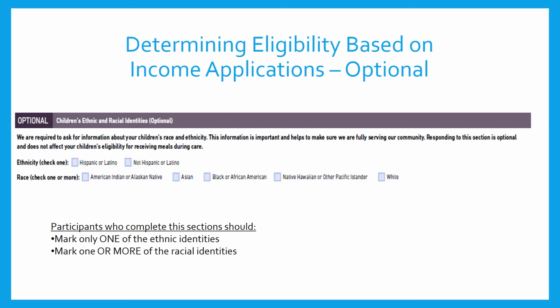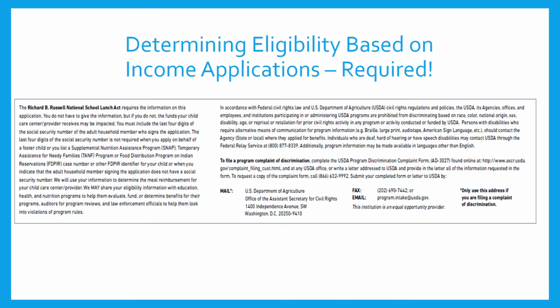Participants who fill this section out should first mark their ethnic identity, which will fall into only one of the two options. After that, the participant should mark one or more of the racial identities. Please note that this section is optional and you cannot require household members to complete it. In addition, on the back side of the application, you will find the non-discrimination statement. This statement is required on the application and cannot be removed under any circumstances.